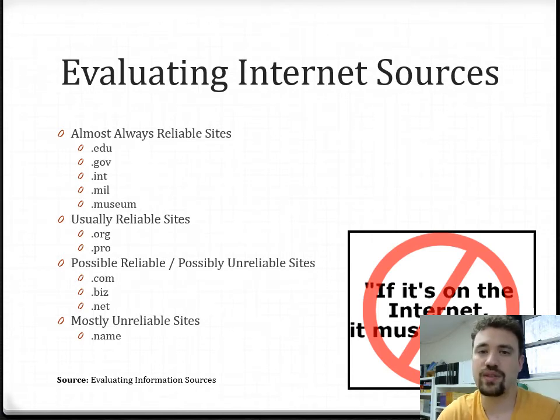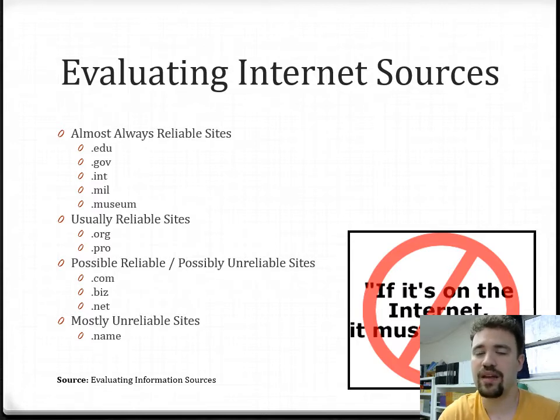A .gov site is run by the government. Probably not going to come across that in a literary research paper, but they generally are reliable because the government is interested in, at least the United States government is in fact interested in putting out sound and solid information. A .int is for an international organization. Again, probably not going to use that for a literary research paper, but it's helpful to know it's reliable. .mil is a military website. Again, they're interested in reliable information, probably not super pertinent to your paper.